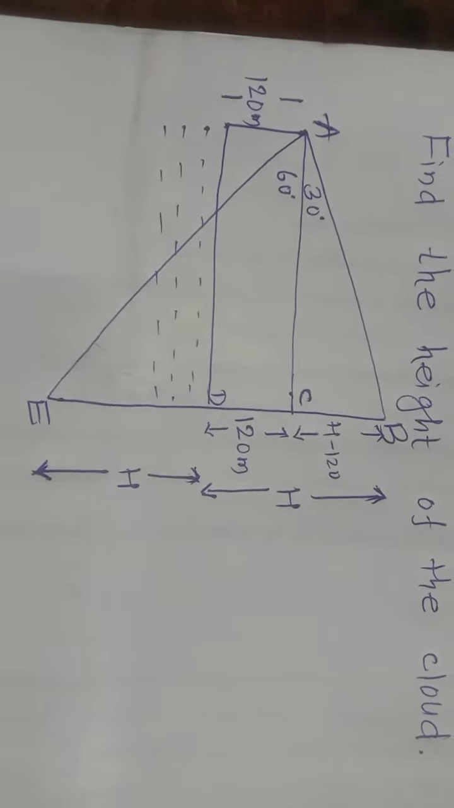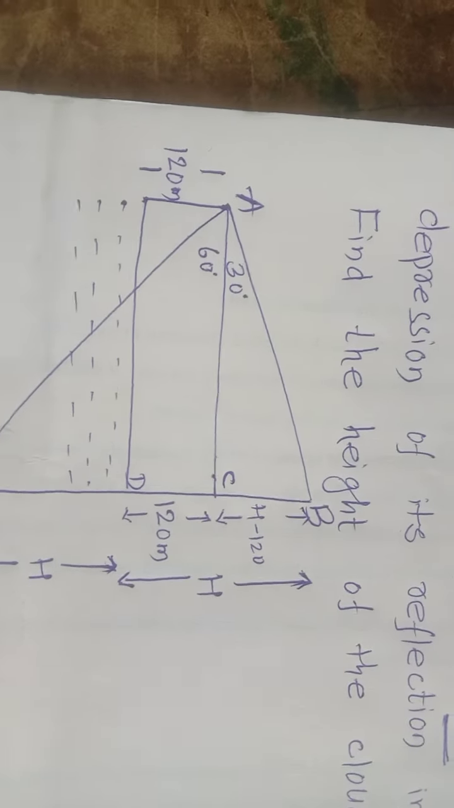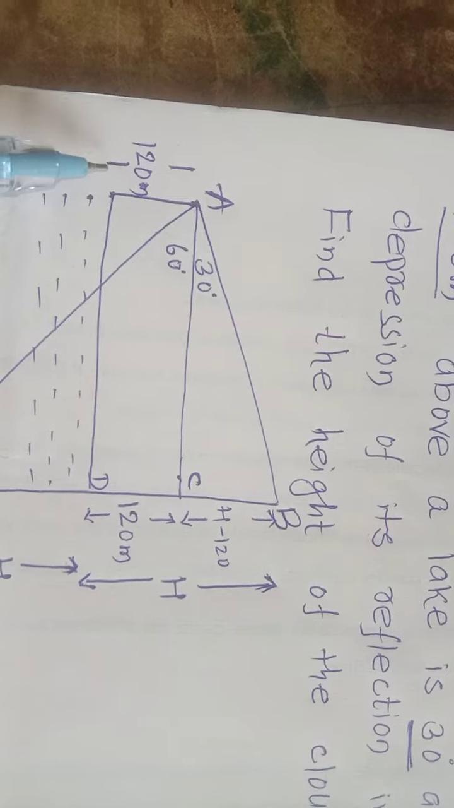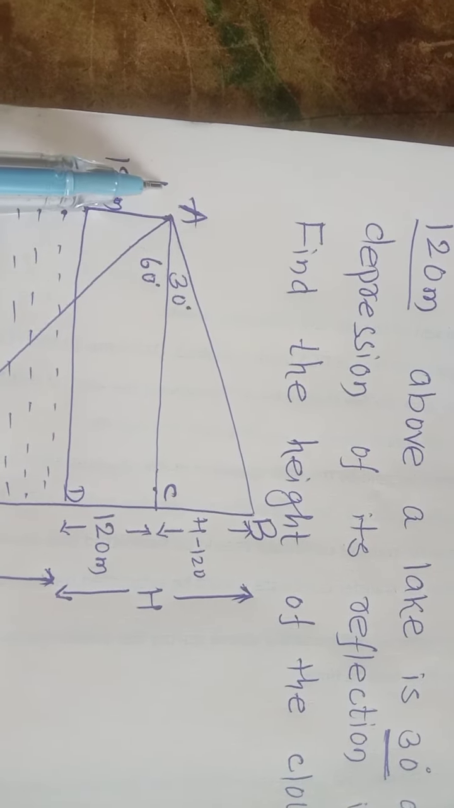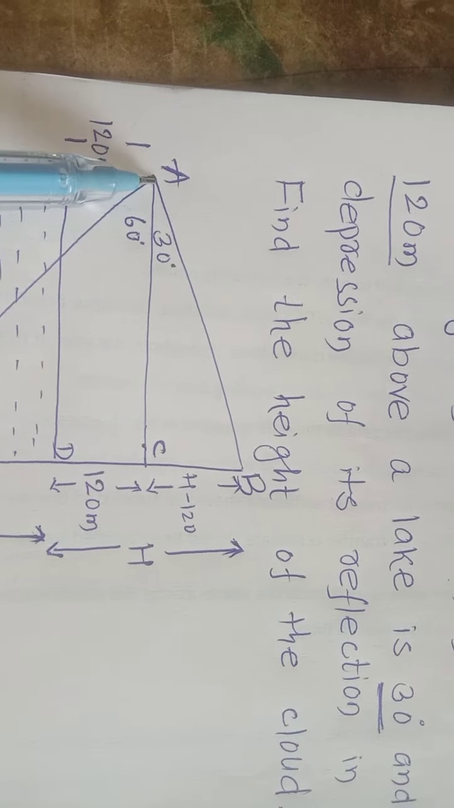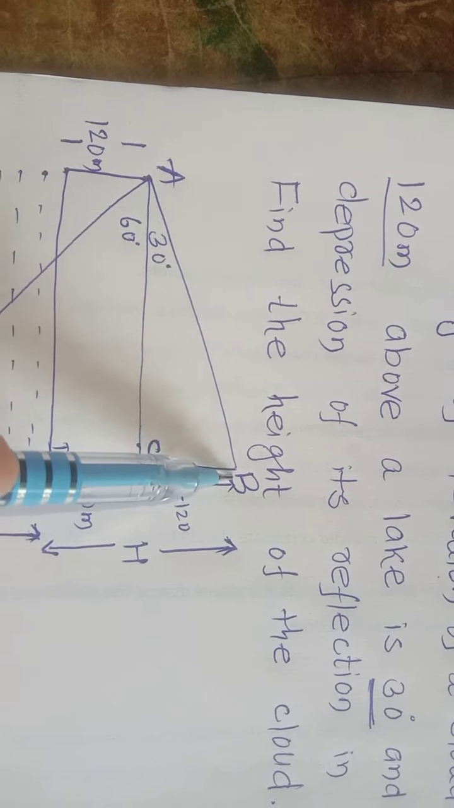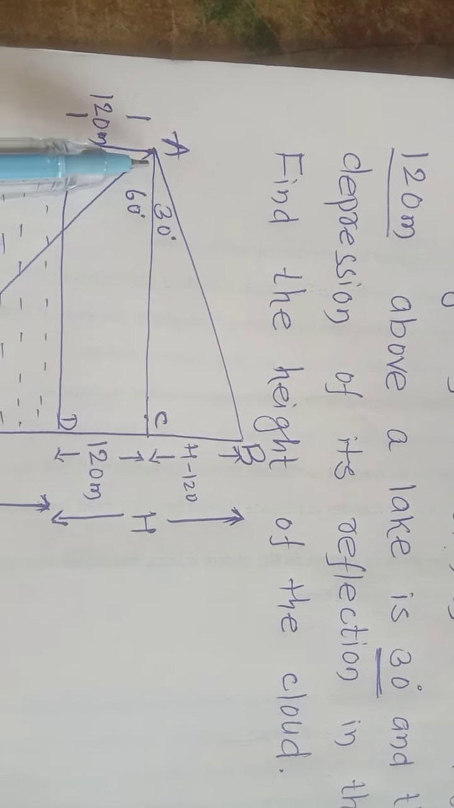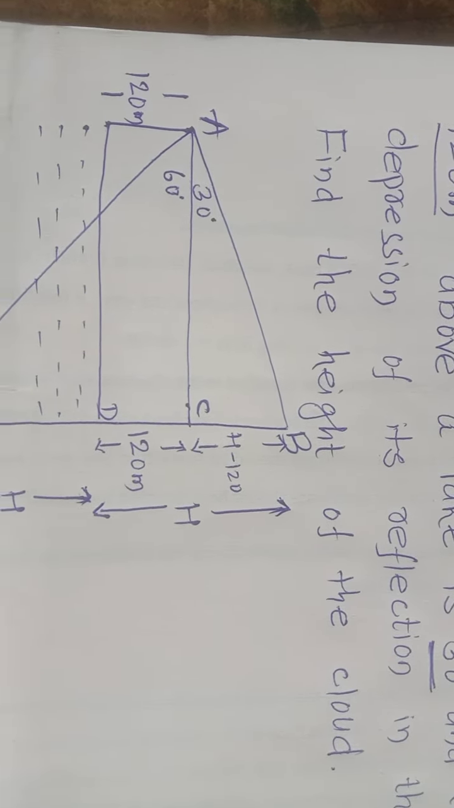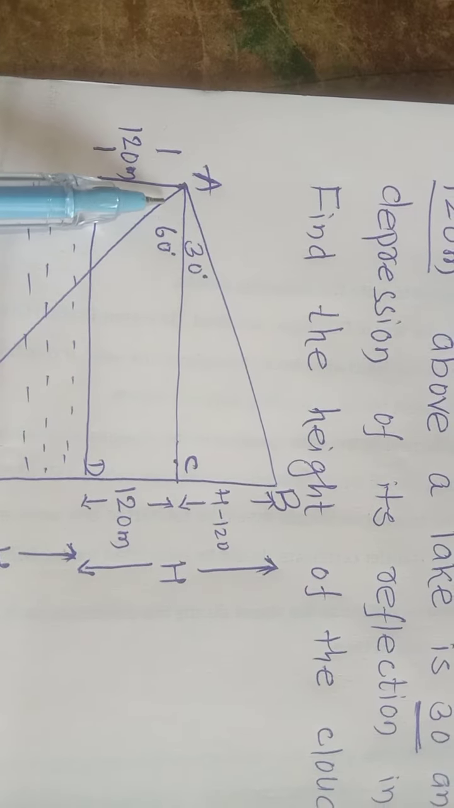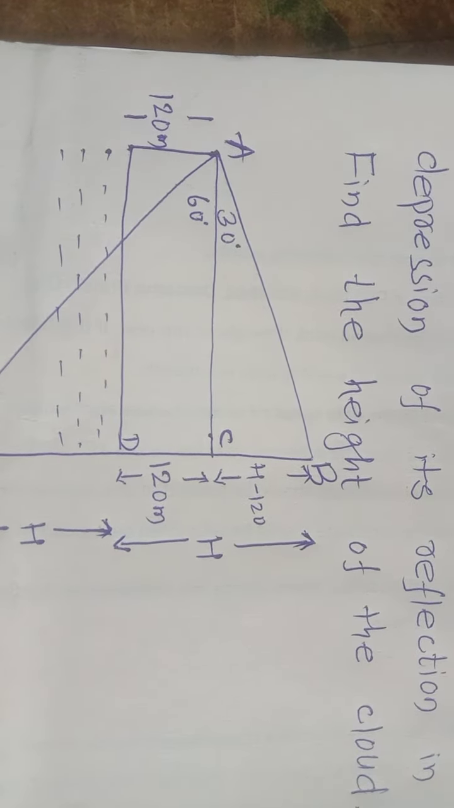For better understanding, I have drawn the diagram first. Here, this is the bank of the lake, this is the lake, and a point is 120 meters above the lake. From the point, the cloud is there here. B is the cloud. Angle of elevation is 30 degrees and its reflection in the water, E is the reflection of the cloud. Angle of depression is 60 degrees.